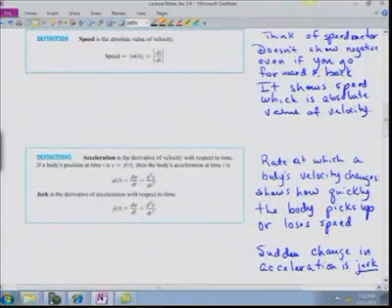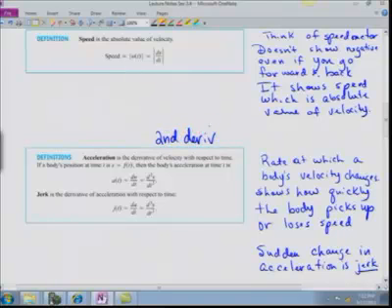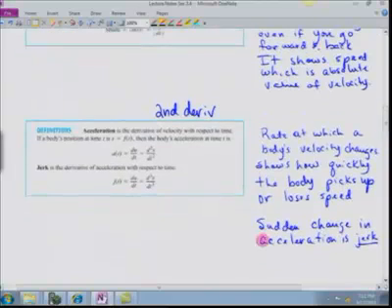Acceleration is the second derivative. It's the derivative of velocity. Okay? So you have a position, take first derivative, that's velocity. Second derivative, that's acceleration. And that's the rate at which velocity is changing. And it shows how quickly whatever it is picks up or loses speed. And you also have sudden change in acceleration is called jerk.